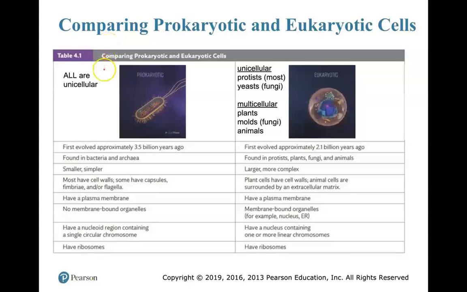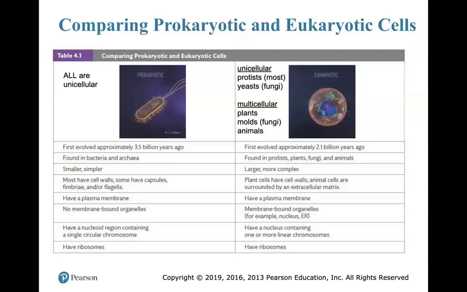So for prokaryotic cells, all of them are unicellular. You will only find this living organism as a one-cell critter. Eukaryotic cells can either be unicellular. These are most protists that are going to come up in a later lecture, and some fungi, yeasts, are unicellular, or eukaryotes can be in the form of a multicellular organism. These are plants, fungi such as molds, and animals like you guys.